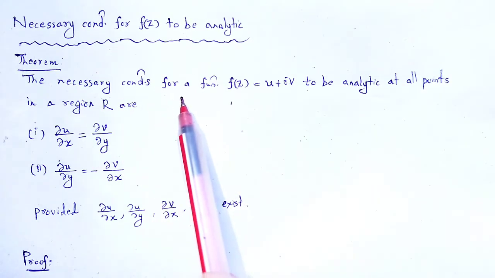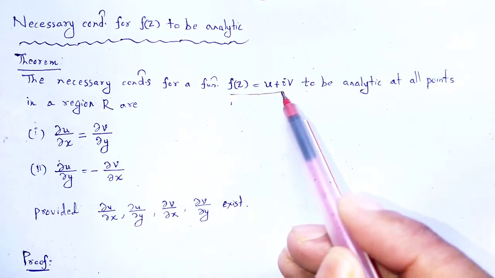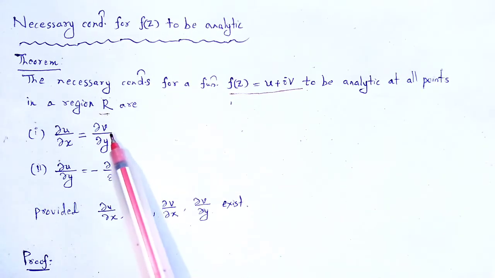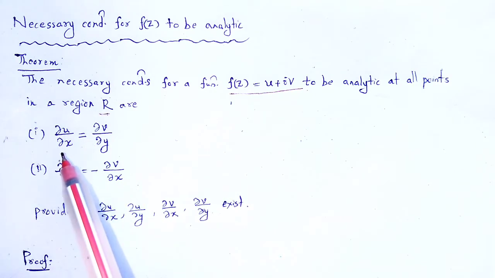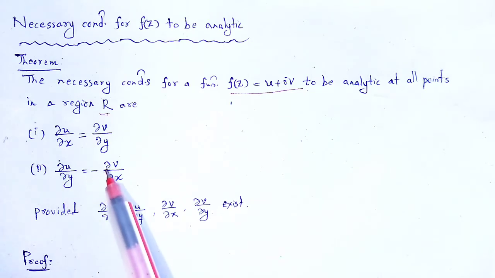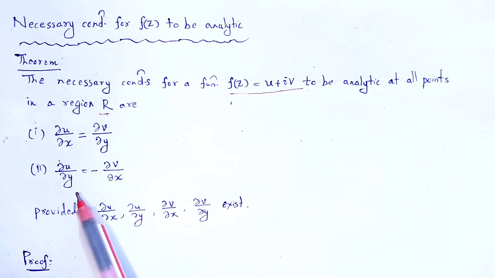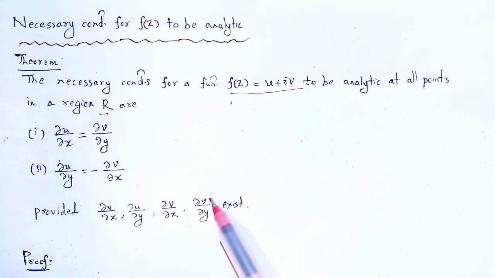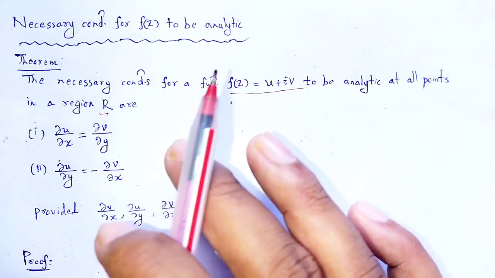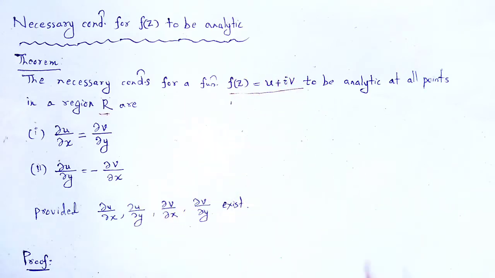The necessary condition for a function f(z) = u + iv to be analytic at all points in a given region R is: del u by del x equals del v by del y, and del u by del y equals minus del v by del x, provided that all the partial derivatives del u by del x, del u by del y, del v by del x, del v by del y exist. Let us prove these necessary conditions for f(z) to be analytic.